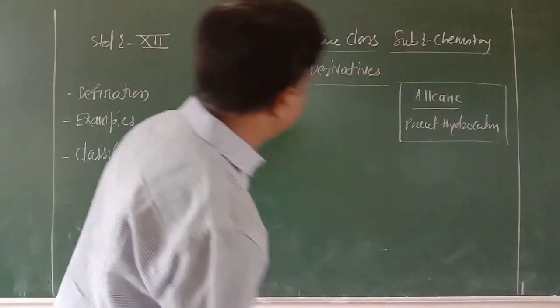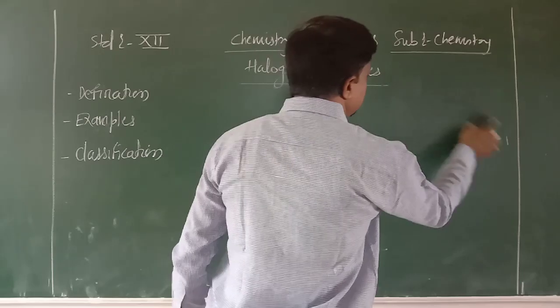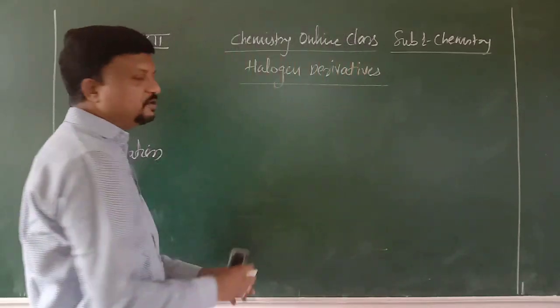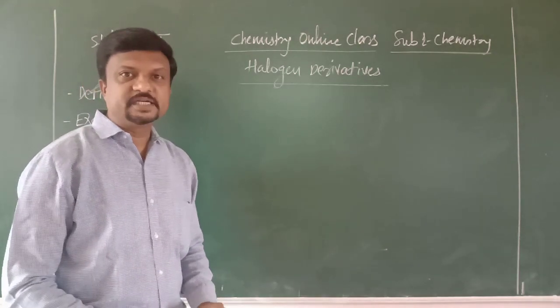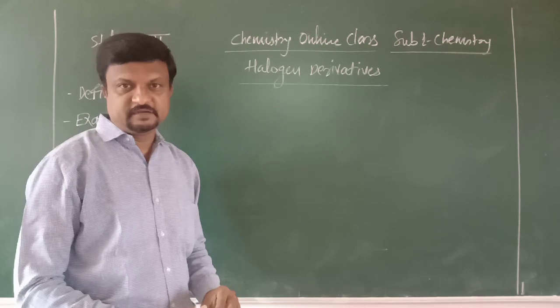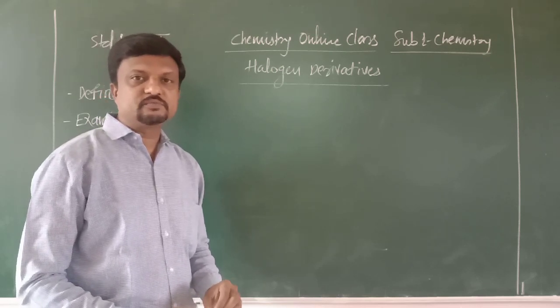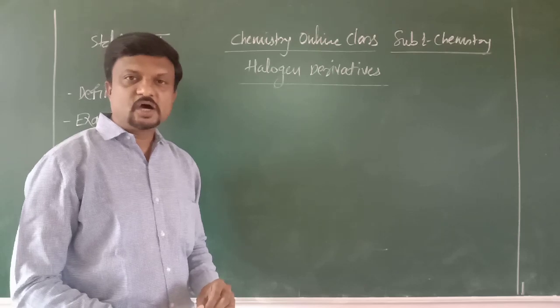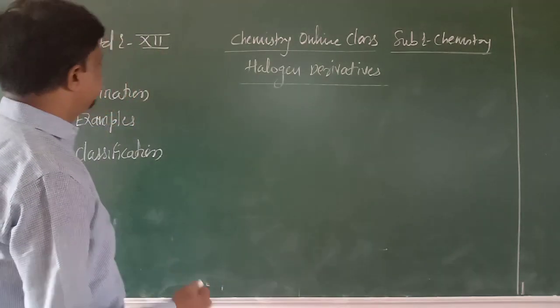Now see the first, the definition. Always remember, this halogen derivative is an organic compound, and organic compound is that compound where the carbon is covalently bonded with the other element, and as the carbon is a major constituent of the organic compound, hence the organic compound is also known as a carbon compound. Now see the definition.